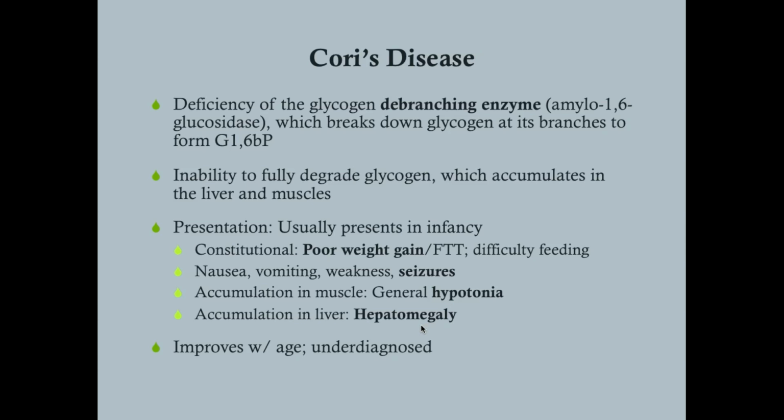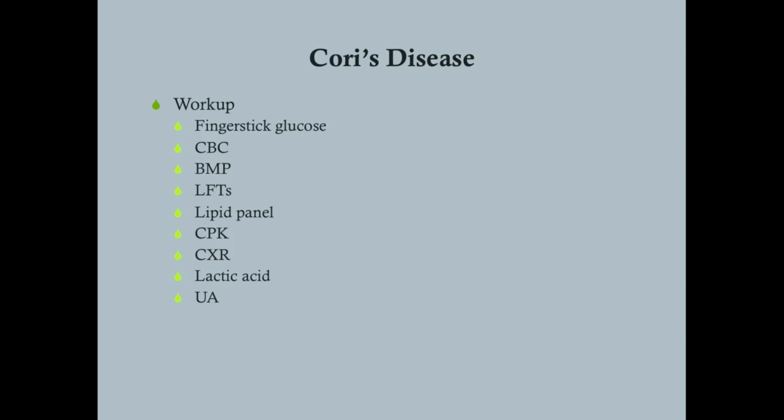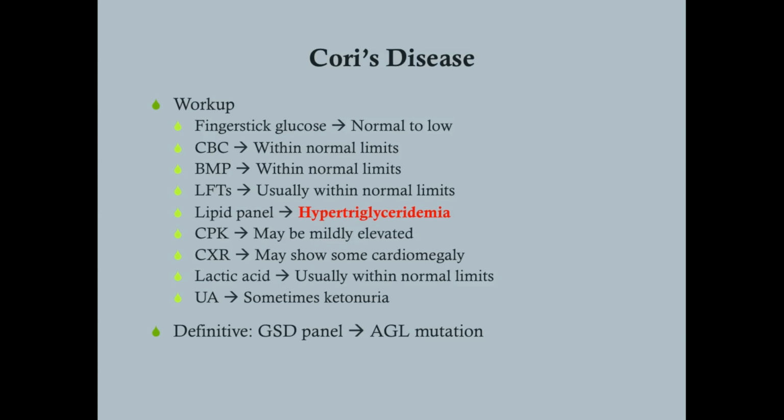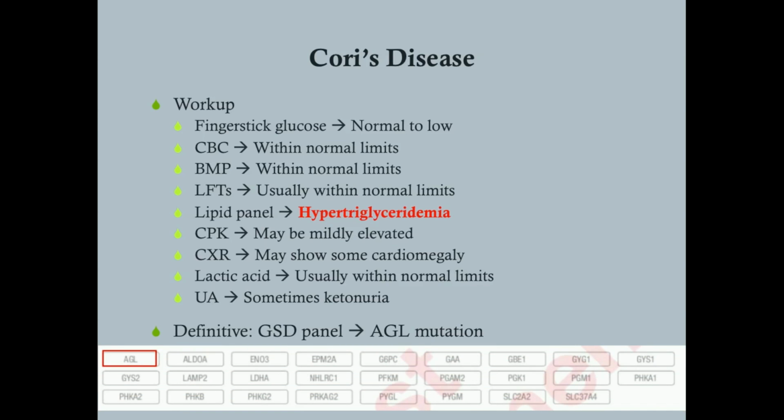Cori's disease, interestingly enough, tends to improve with age. So because of that, it tends to be underdiagnosed. This will be your workup. Hypertriglyceridemia is something that you will often see in Cori's disease for reasons that I do not understand, and I'm not sure anybody understands it. If you know why, please write below, because I wasn't able to find an explanation. So you get a glycogen storage disease panel, and you see a mutation of AGL.